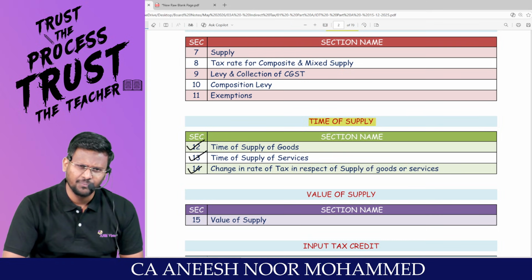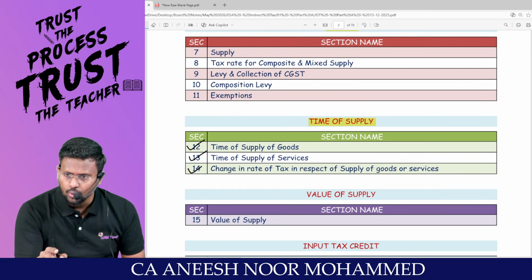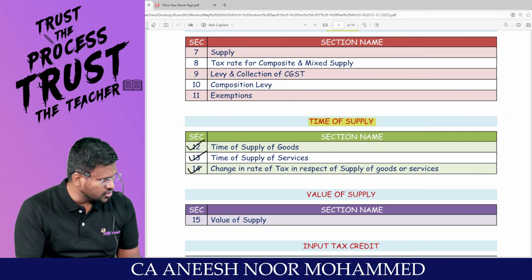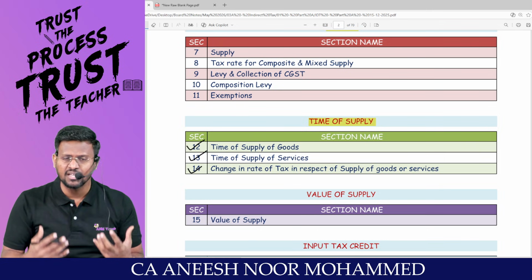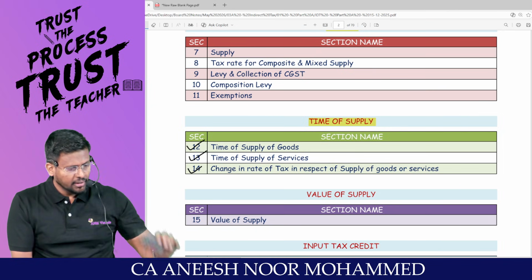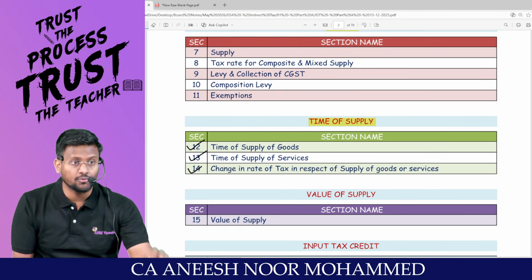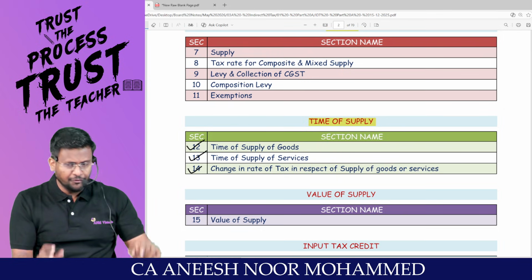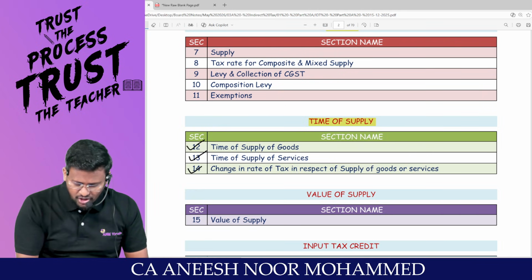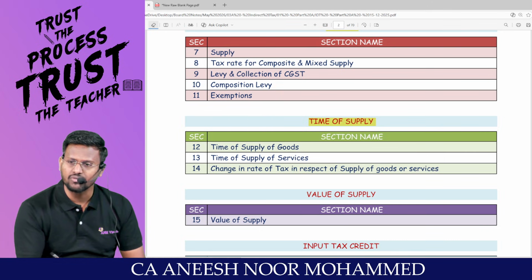What is section 7? Supply. That supply should be classified into either supply of goods or supply of services. We ANM classes are providing supply of services. Are you with me? If I am selling a calculator or a mobile, my dear lovable students, that is supply of goods. So, if your supply falls under the category of supply of goods, then you come and check section 12, because section 12 is answering what is time of supply of goods.